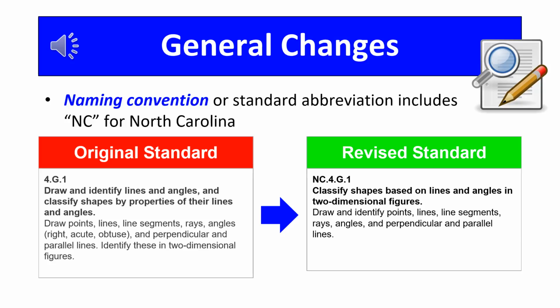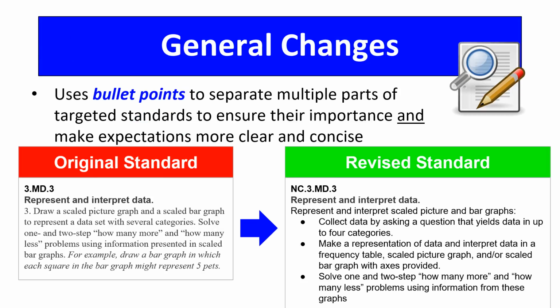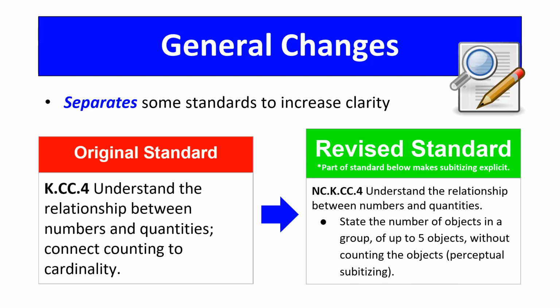Let's take a look at general changes made across grade levels. One change that you will notice for all standards is the addition of NC to the beginning of the standard name. You will also notice that multiple parts of some standards were separated by bullets. This revision emphasizes the importance of each part and brings more clarity to the standards. In some situations, standards have been separated into more than one standard to increase emphasis and clarity of the standards.